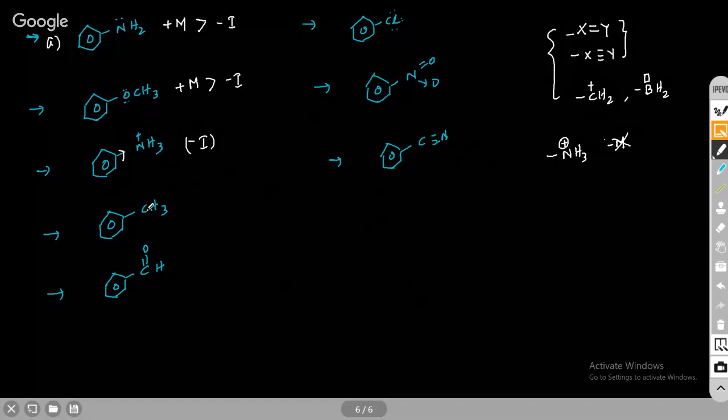Right? Now CH3 attached here. What group is it? What effect does it show? Do we have plus M possible? Apply the condition of plus M, possible or not, tell me. Apply the condition of minus M, possible or not, tell me.